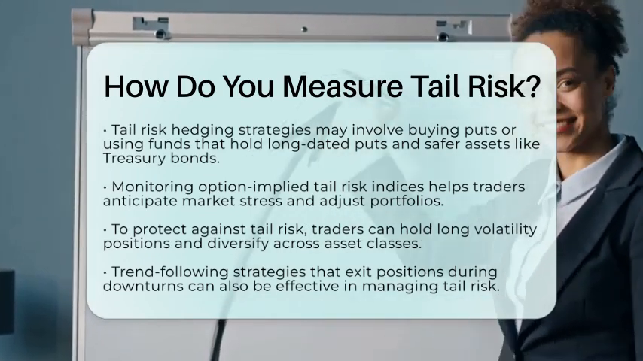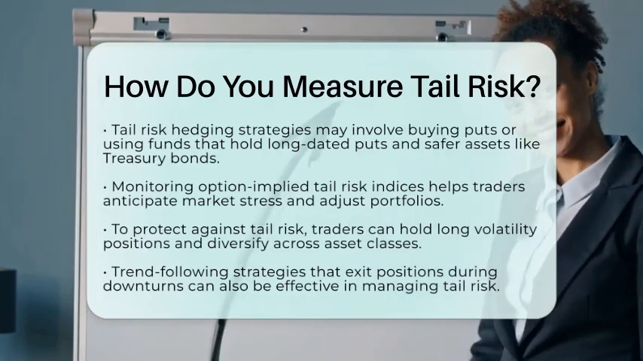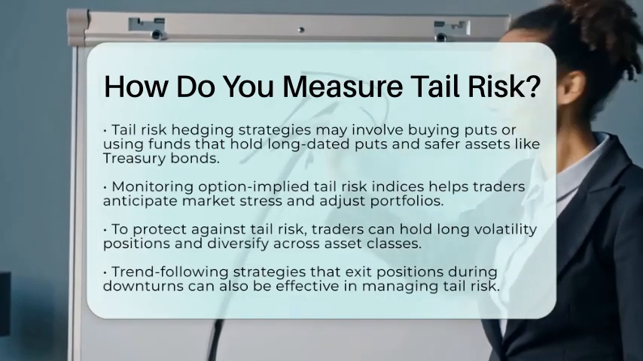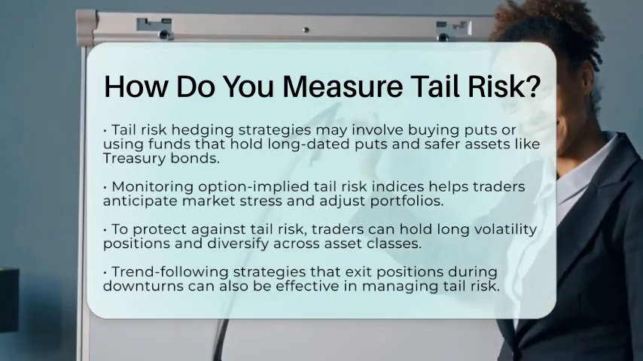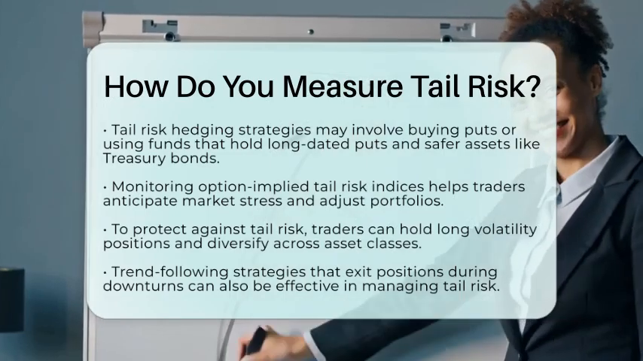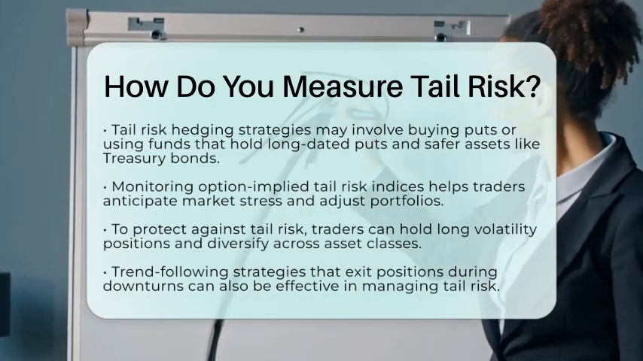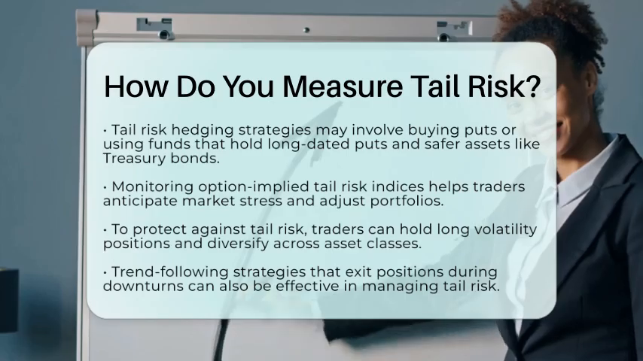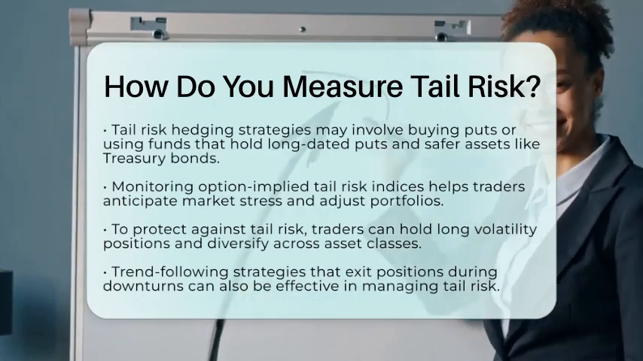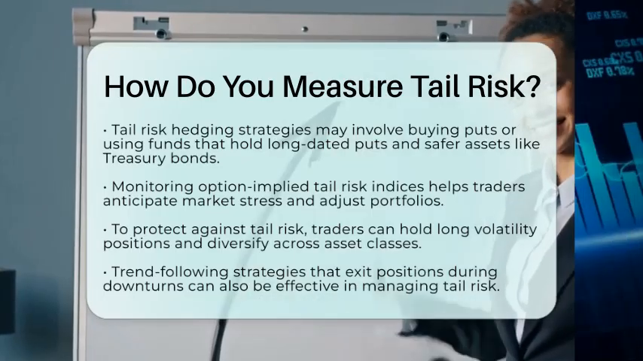In summary, measuring tail risk involves analyzing market prices of deep out-of-the-money puts, applying statistical models to historical returns, and calculating risk metrics like expected shortfall. These measures help traders and portfolio managers assess the likelihood and impact of rare but severe market downturns, guiding them in designing strategies to mitigate potential losses.